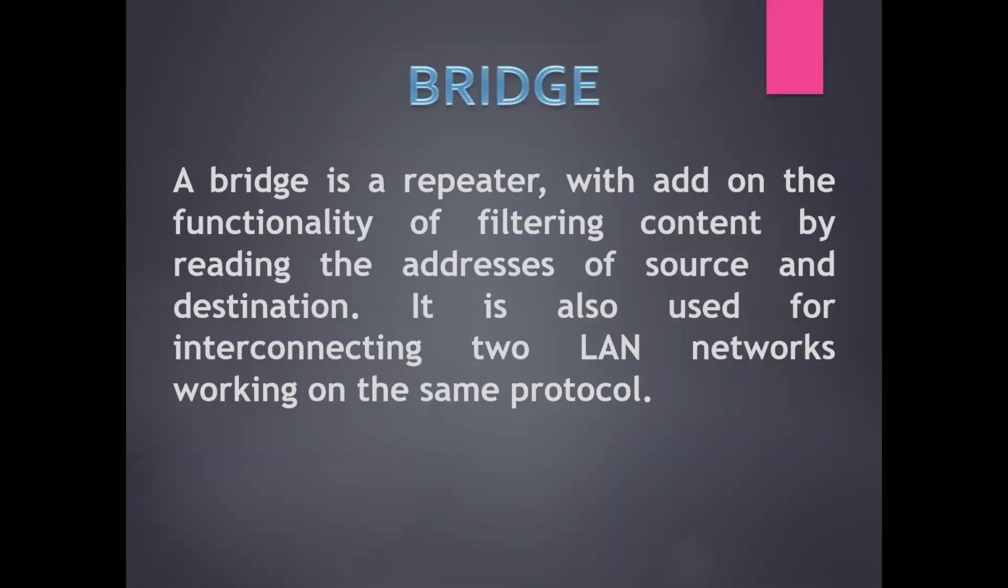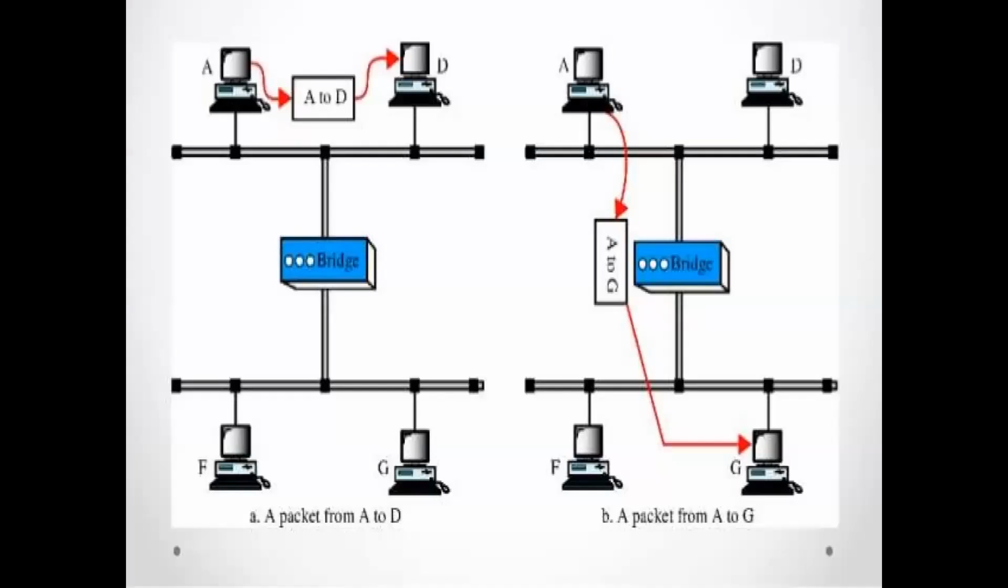A bridge is a repeater with the add-on functionality of filtering content by reading the addresses of source and destination. It is also used for interconnecting two LAN networks working on the same protocol. So basically, a bridge is a data link layer device. The bridge can check physical addresses contained in the frame. It has a table used in filtering decisions. It can check destination addresses of a frame and decide if the frame should be forwarded or dropped.